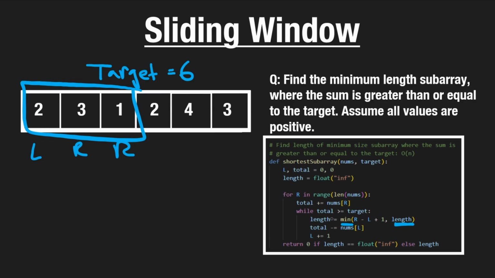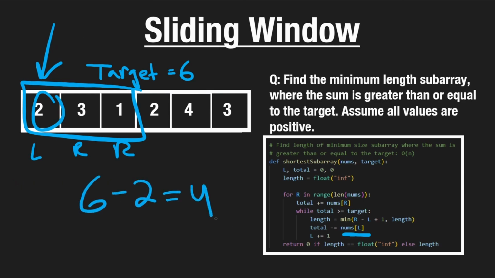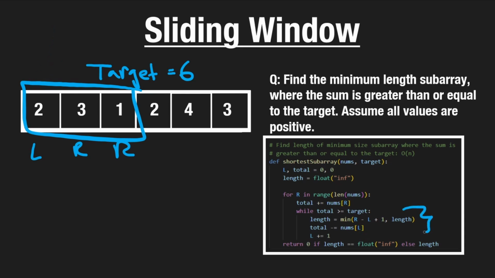If it is, we reassign the current minimum length. That's step 1. Step 2 is where we try to shrink our window. That means we take the left value over here and subtract that from our total, just like I was doing earlier. Here, our total would be 6, so we're going to subtract 2 from it, and now it's going to be 4. We're also going to take that left pointer and increment it by 1 to be over here. So we're going to continue to do this until our window is no longer valid.